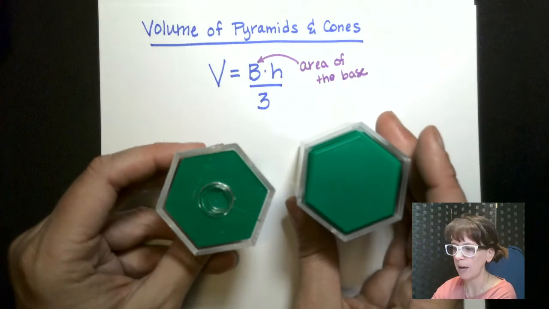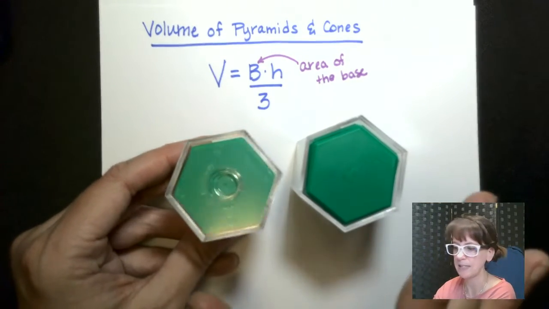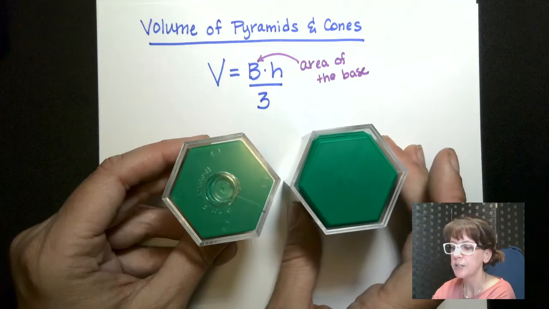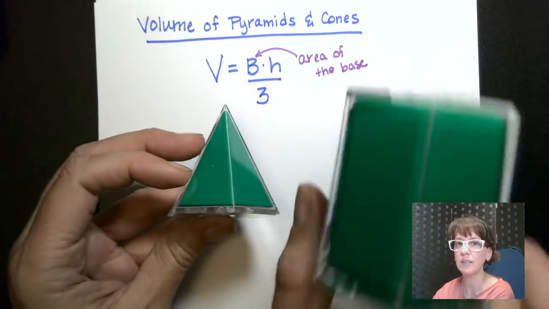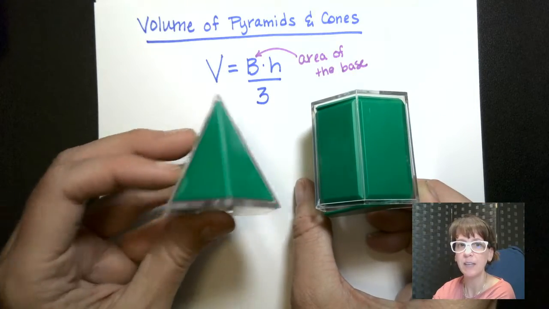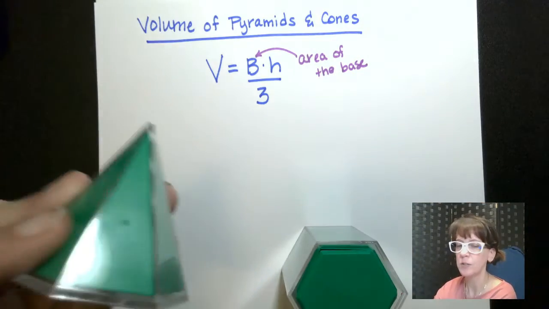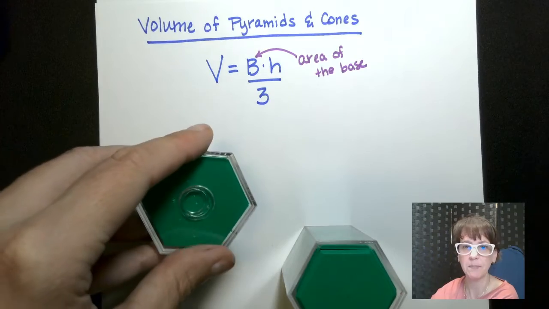Notice that these both have similar bases here, right? They're hexagons. So they have similar bases, but then when I turn them on their sides, ta-da, this guy right here is a prism. This is a pyramid. So let's pause and talk about this.